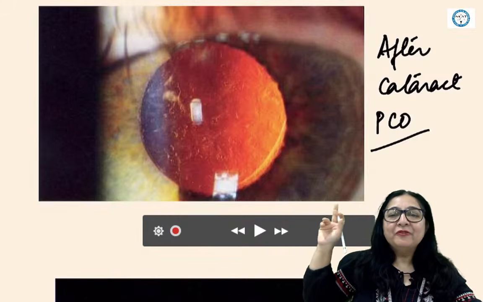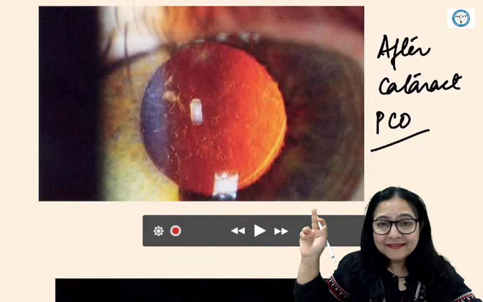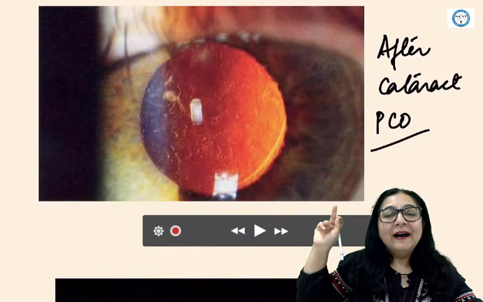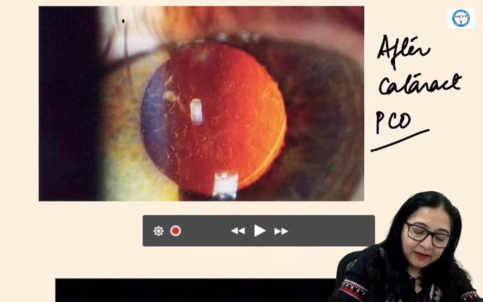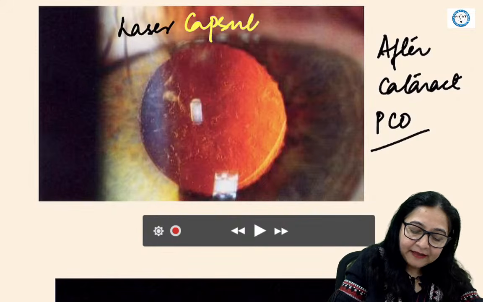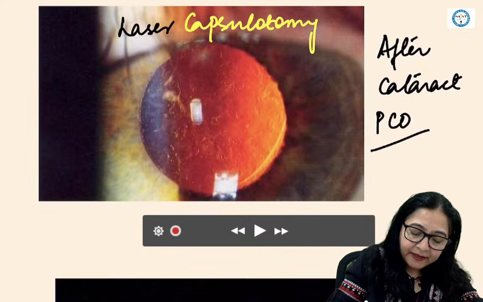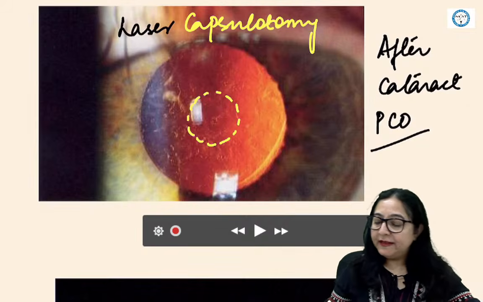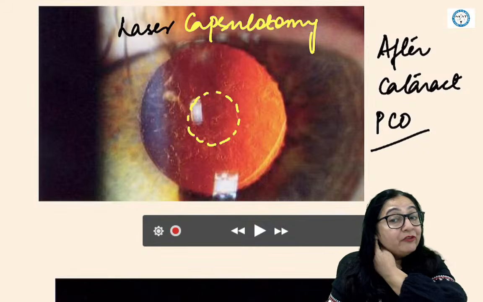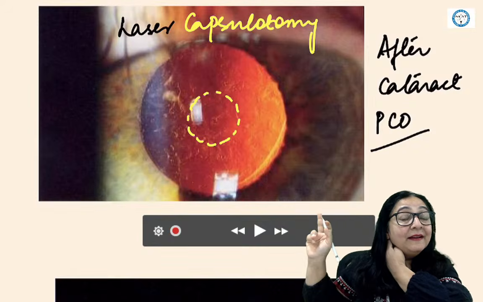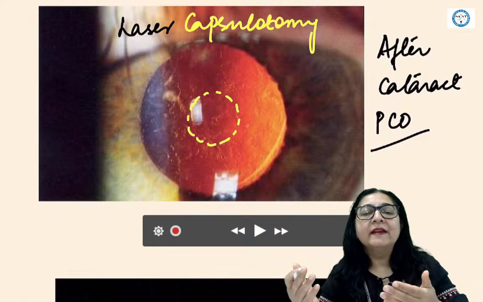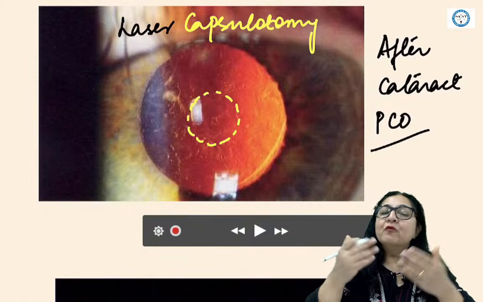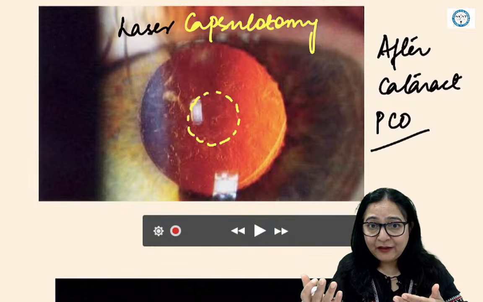And the treatment of posterior capsular opacification is laser capsulotomy. So what is the treatment? All of you know, we do a laser capsulotomy using Nd:YAG laser. We will make an opening again in the center of the posterior capsule so that the vision becomes clear again. But this is a painless cause. There will be no pain. The patient will have slowly progressive decrease in the vision after a few months or even a few years after the cataract surgery.